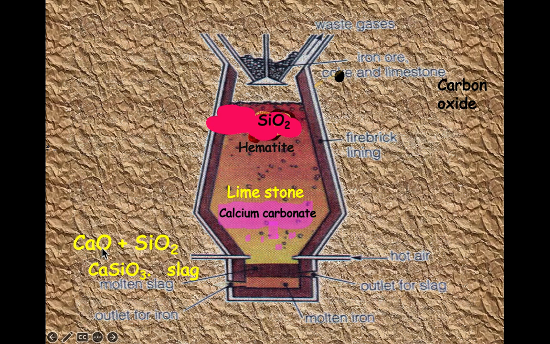So here calcium oxide from the decomposition of calcium carbonate will react with the silicon dioxide inside the hematite to give calcium silicate. It's easy. Calcium oxide plus silicon dioxide gives CaSiO3. So here we have the slag. The molten slag will be above the iron. It's low density, so it floats above the molten iron, which is at the bottom, and it will be collected at the bottom of the furnace.